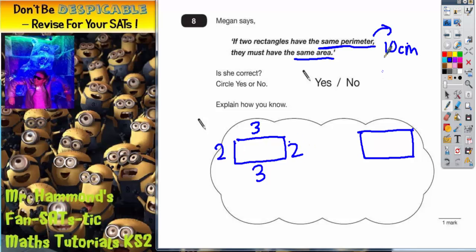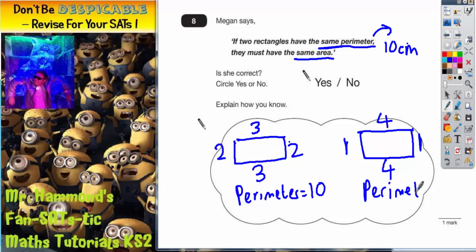We could do a perimeter of 10 in a different way. We could say that both the lengths are 4s. Well, 4 and 4 makes 8, so that would leave 2 left to split between the widths. Split 2 between the widths, they would have to be 1s. So both of those rectangles have perimeters of 10. Same for the rectangle on the left as the rectangle on the right. They've both got a perimeter of 10. The question is, what is the area?